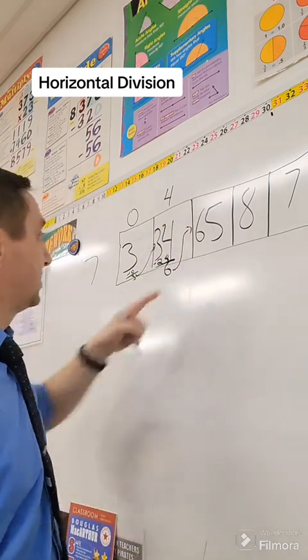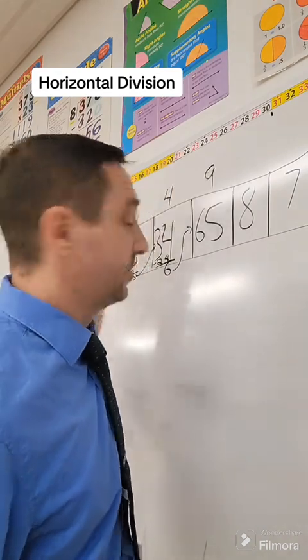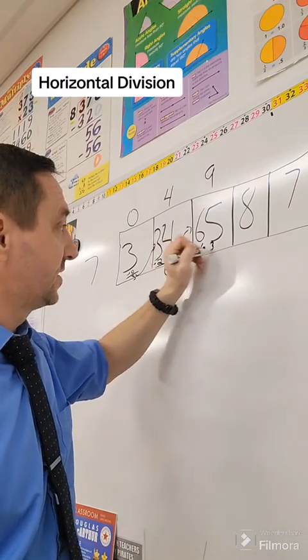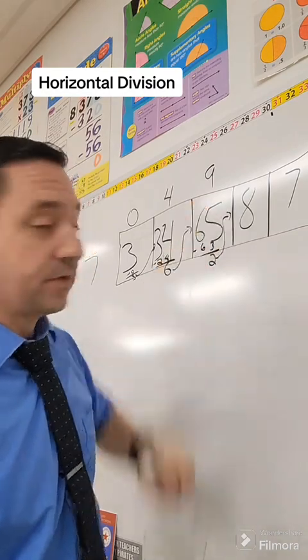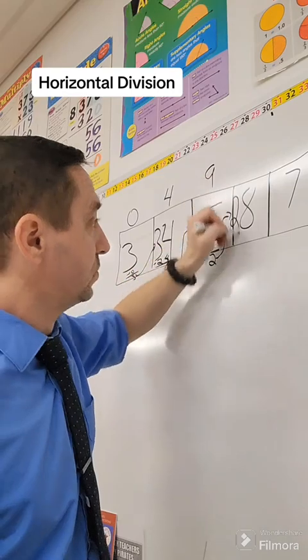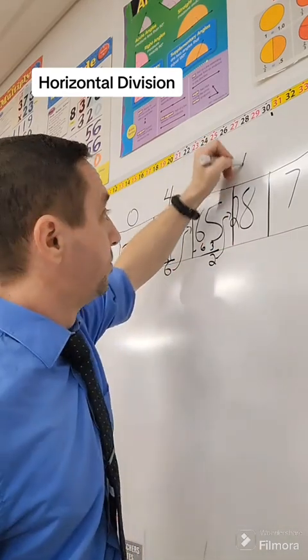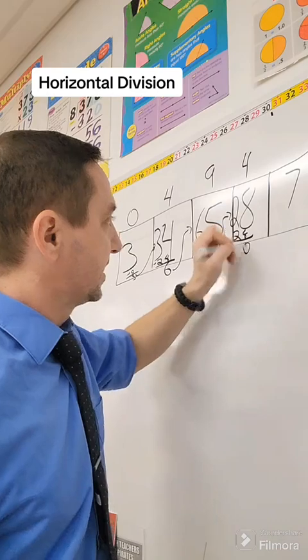Okay? Now, 7 into 65, 9 times. 9 times 7 is 63. Same thing. I'm just going to sit here, subtract my 63. I got a 2. Take the 2, move it right over to the next column. Got a 2. 7 goes into 28 4 times. I'm going to put that 4 up top. 4 times 7 is 28. I'll subtract. I got a 0.